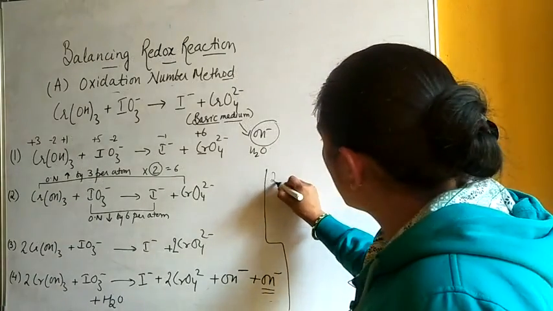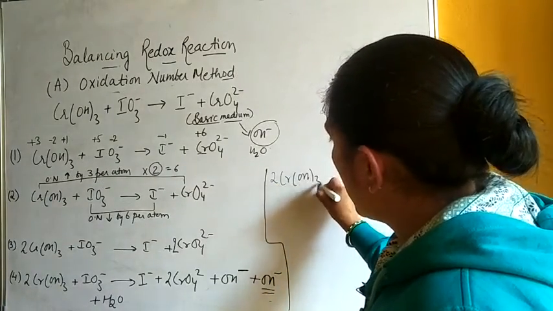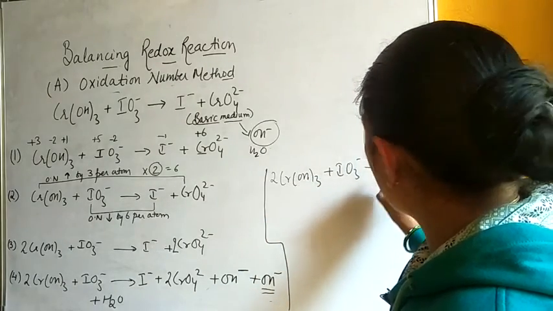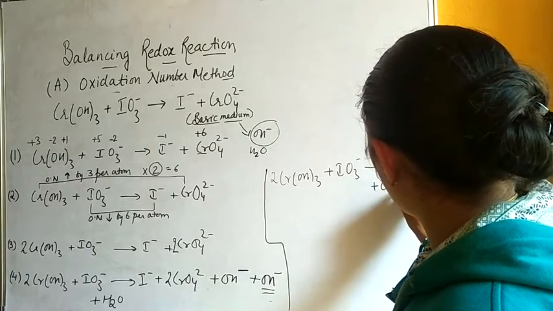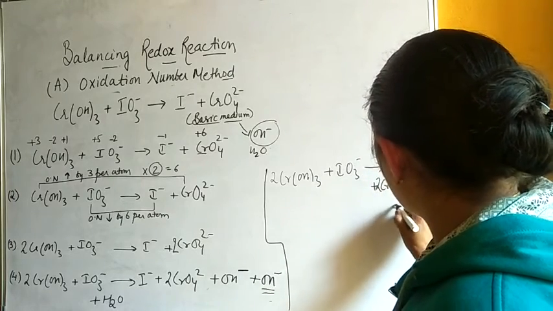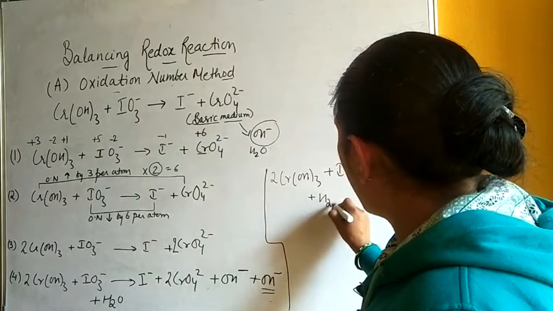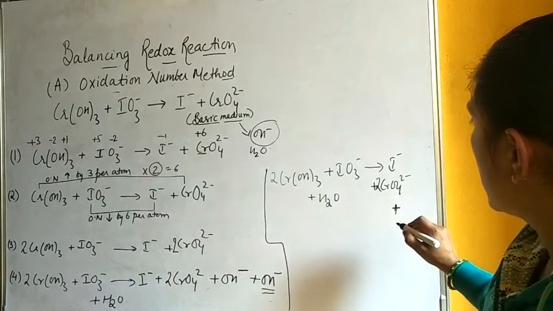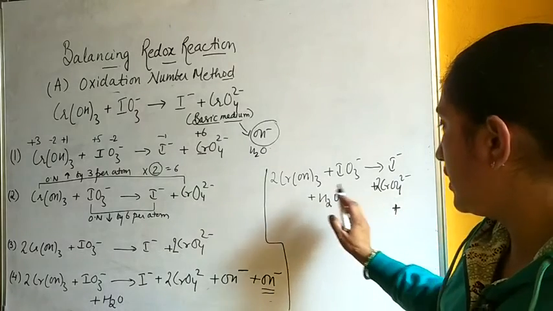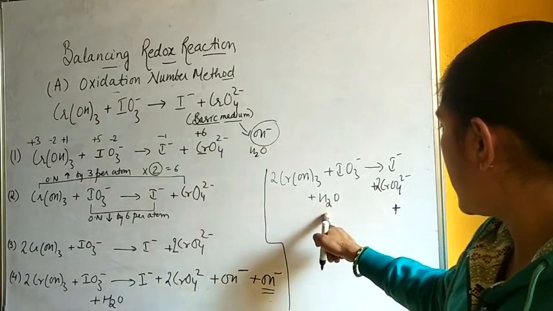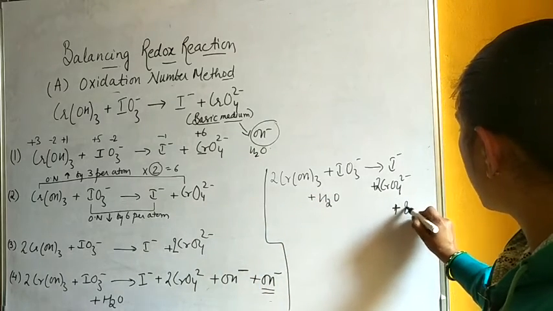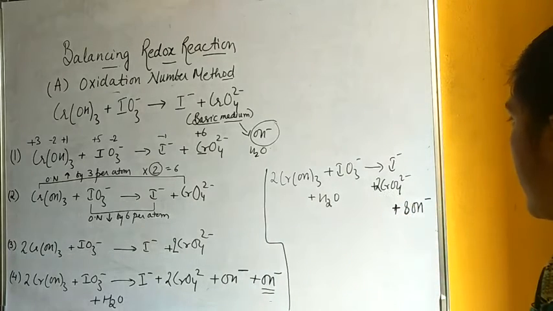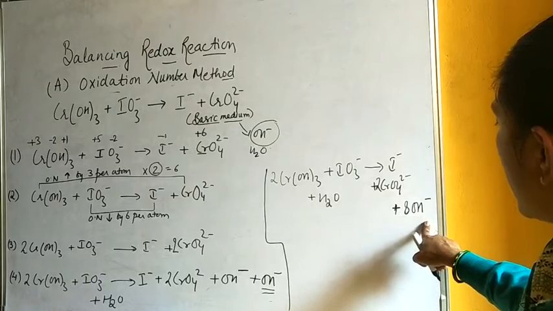So I am writing here 2 Cr(OH)3 plus IO3 negative gives I negative. This was the basic equation. CrO4 2 negative, 2 CrO2 negative. Here we have added H2O. So here we have to get the difference, which was 3 twos are 6, 7, 8, right? So here I am getting 8 OH negative.